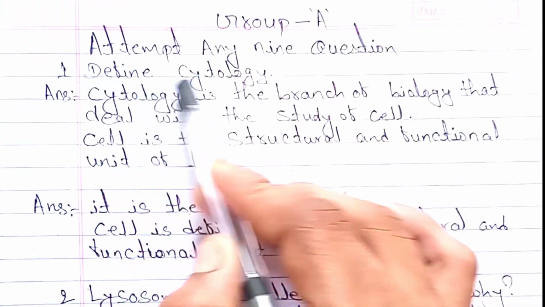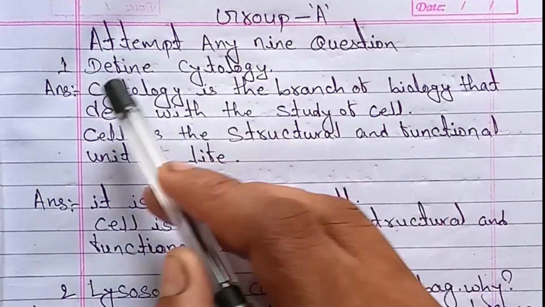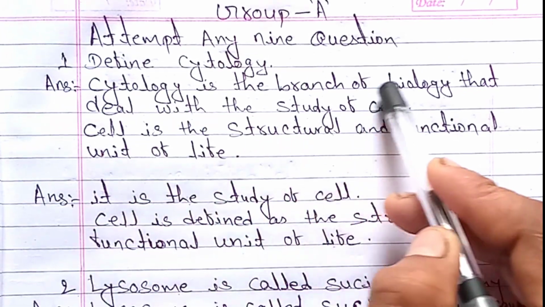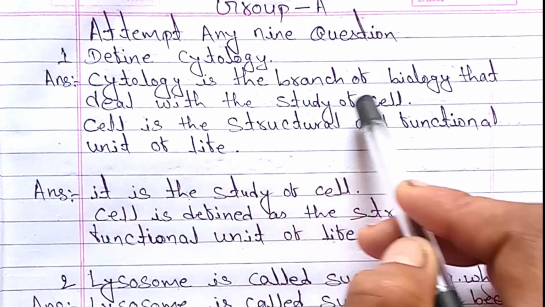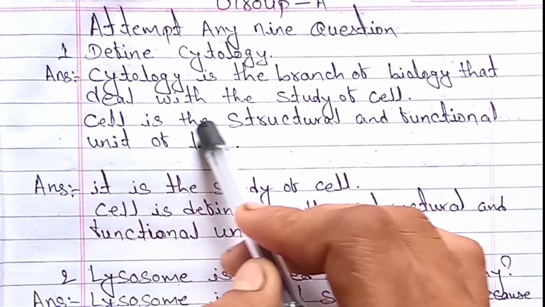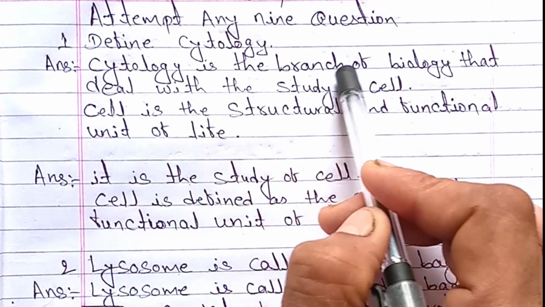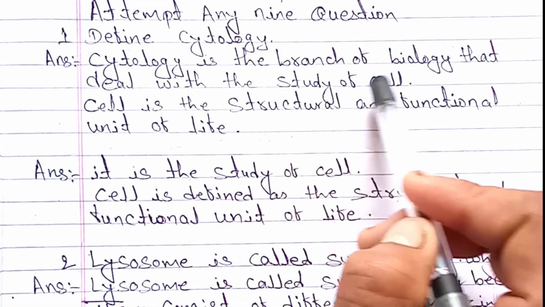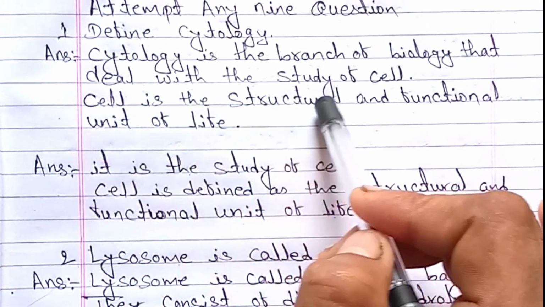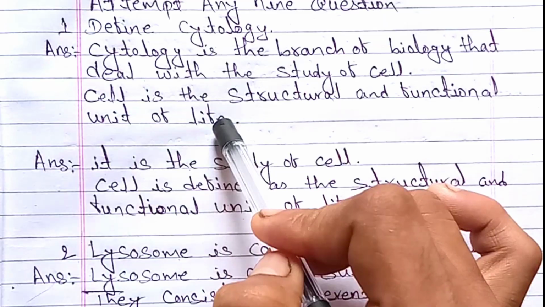Question number 1, define cytology. Answer: Cytology is the branch of biology that deals with the study of cell. Cell is the structural and functional unit of life.